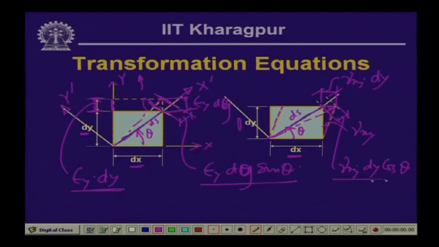So, we have three extensions of the diagonal obtained now. In the case where it was stretched in the x direction, we have the extension as epsilon x dx cos theta. In case of strain in the y direction, we have the extension of the diagonal as epsilon y dy sin theta, and for the shearing strain the stretching of the diagonal is equal to gamma x y dy cos theta.